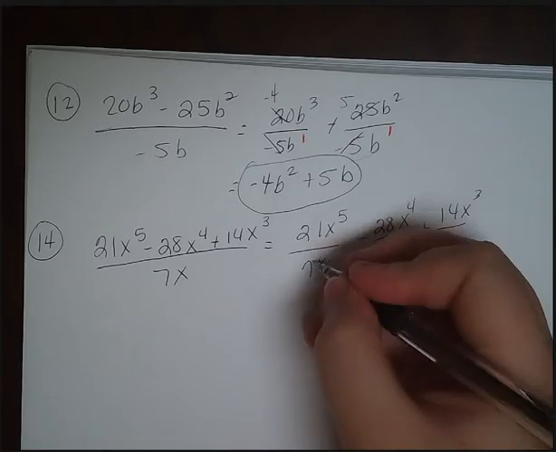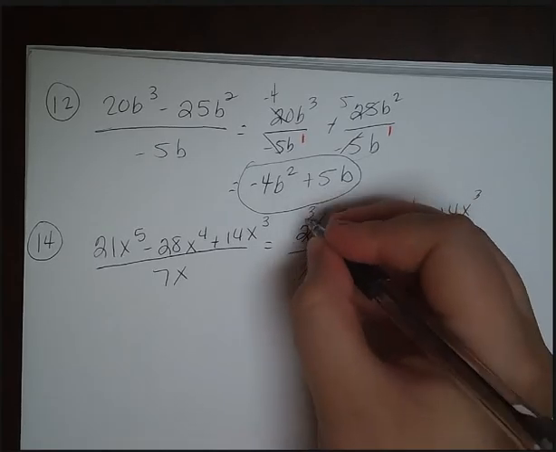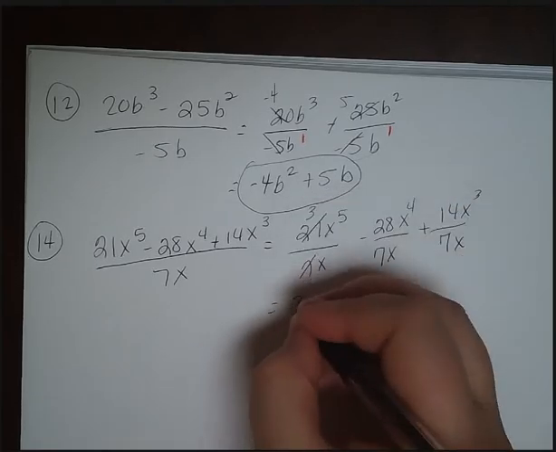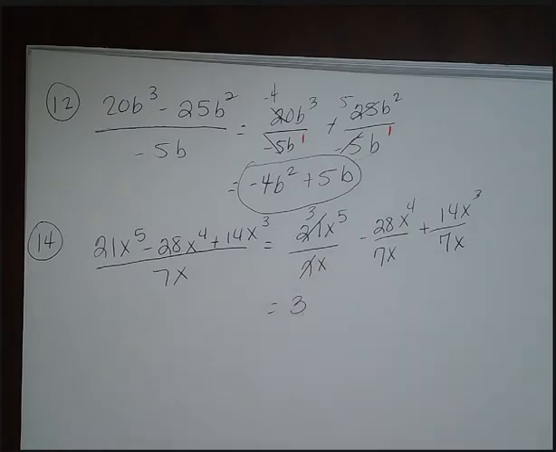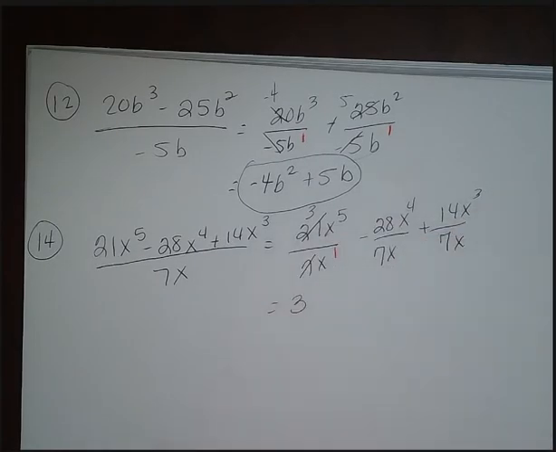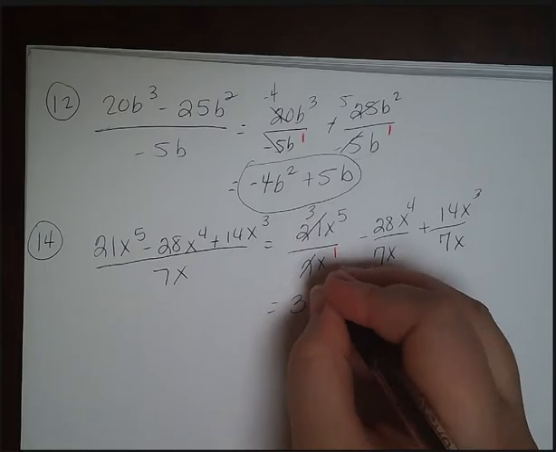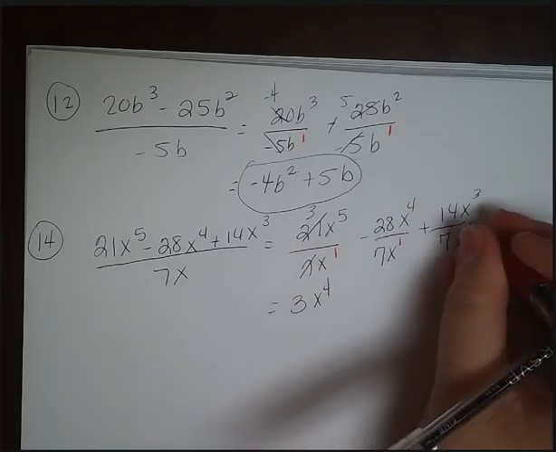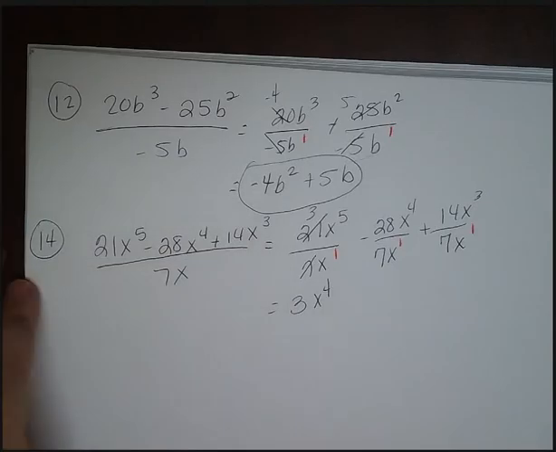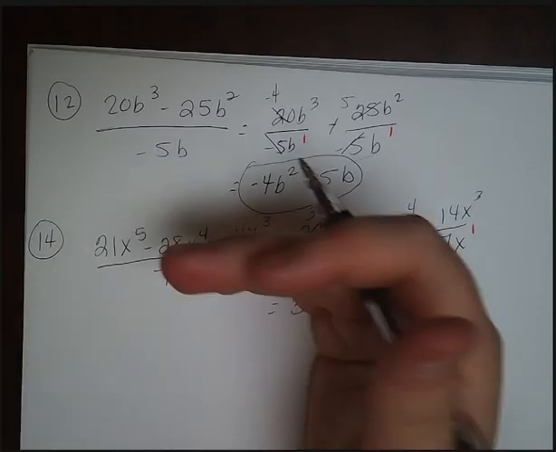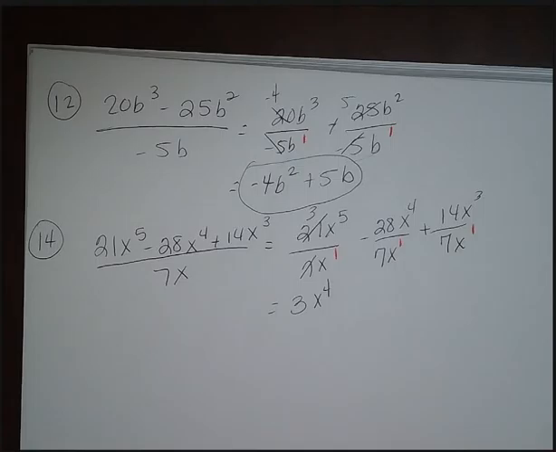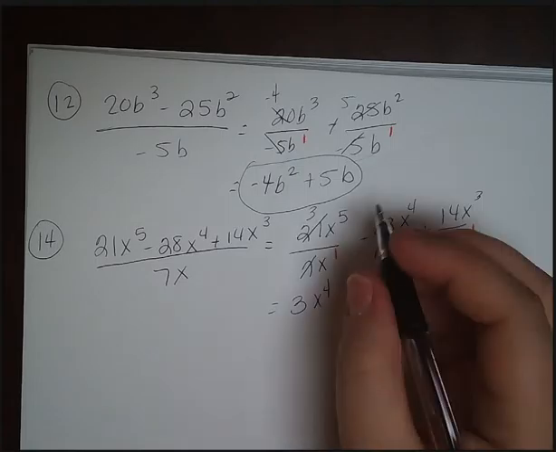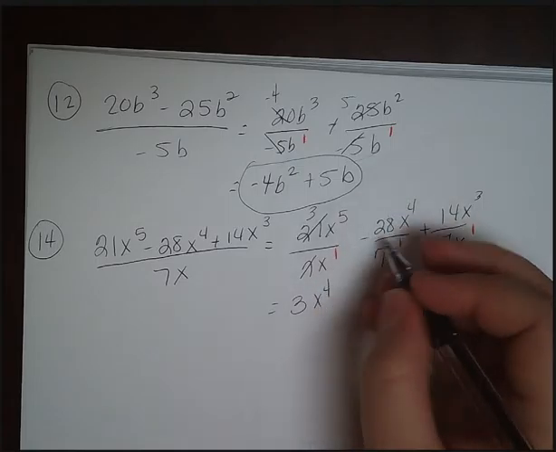So 7 goes into 21 3 times. X to the fifth divided by x to the first is going to be x to the fourth. I'm going to go ahead and draw all of my ones here. It's a good idea to do, guys, that way you don't forget. So anytime you have just a variable and you don't have any exponent written, just go ahead and write that 1 on everything. So negative 28 divided by 7 is negative 4.